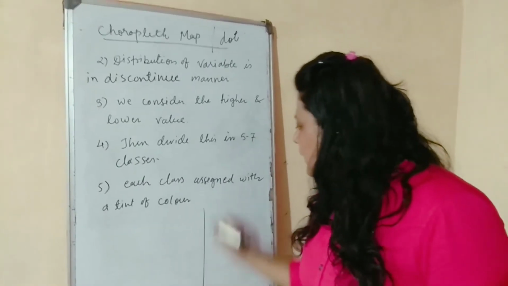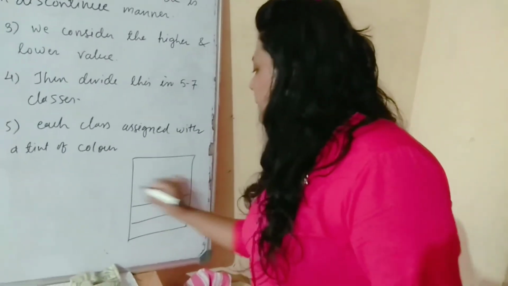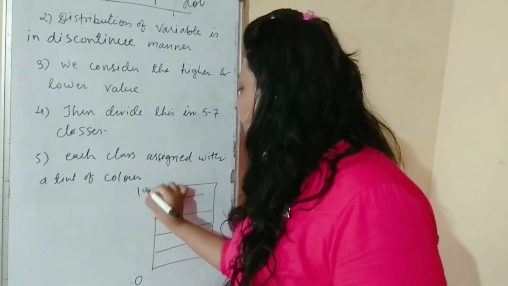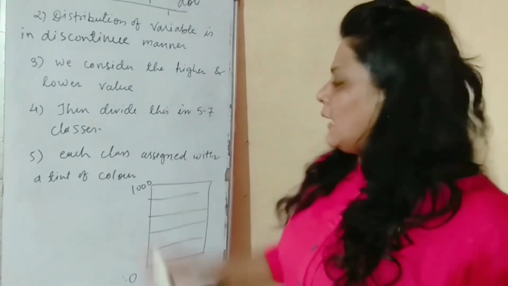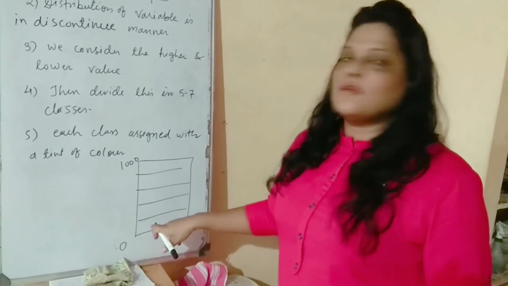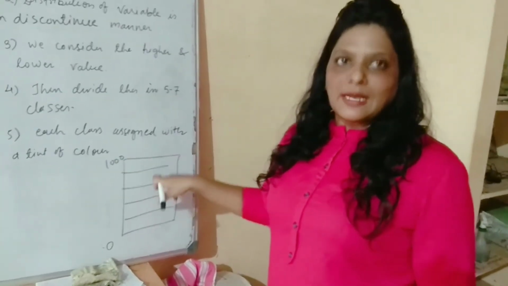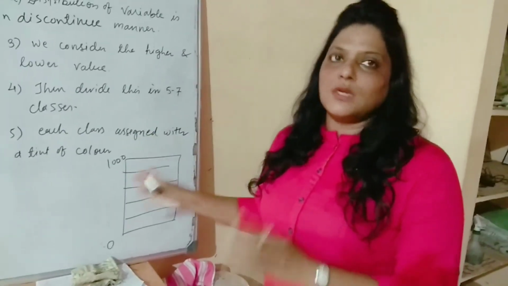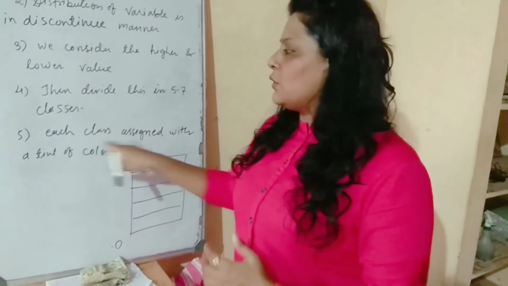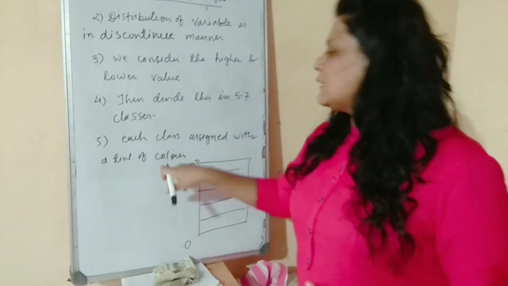For example, here I am trying to show you with the help of one scale. Here the lowest value is 0 and the upper value is 1000, and for the values in between 0 to 1000 I made some 5 to 7 classes, and each class I try to assign with some tint of color or black and white pattern. That is what I told you in the next point, that is, each class is assigned with a tint of color.